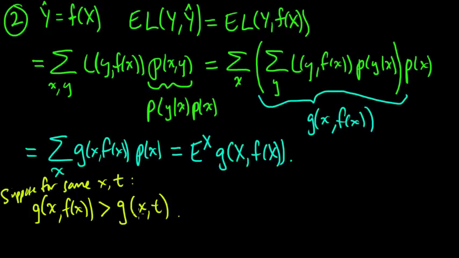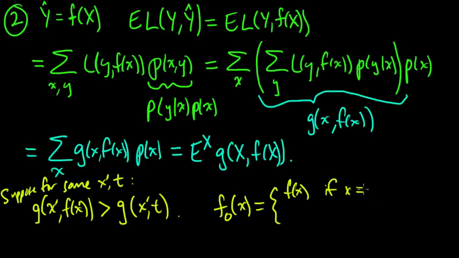Well, if that were true, then we could define a new function. We could define, say, f0 of x to be equal to f of x. Let's call this a particular x, x prime. So this is for some x prime. We'll make f sub 0 of x equal to f of x if x is not equal to x prime, and we'll make it t if x equals x prime. So we get our new function f0.